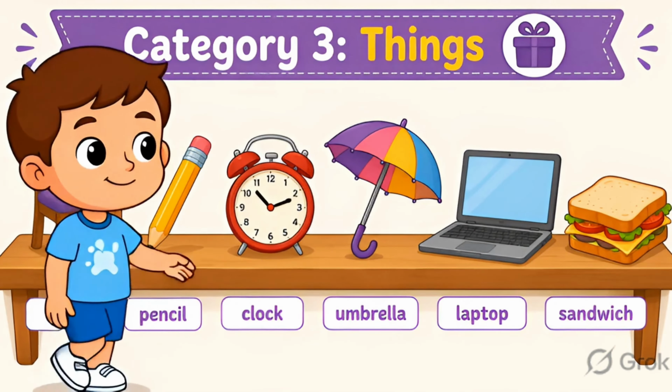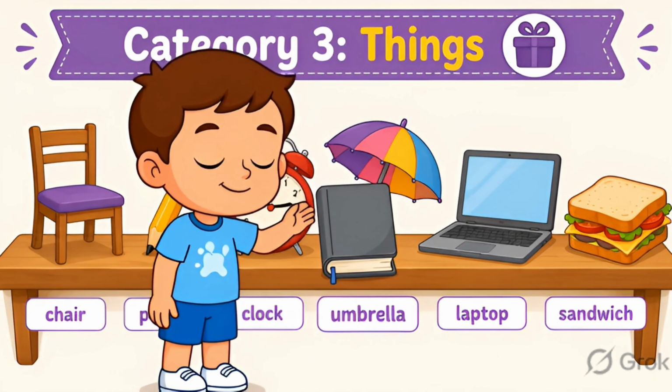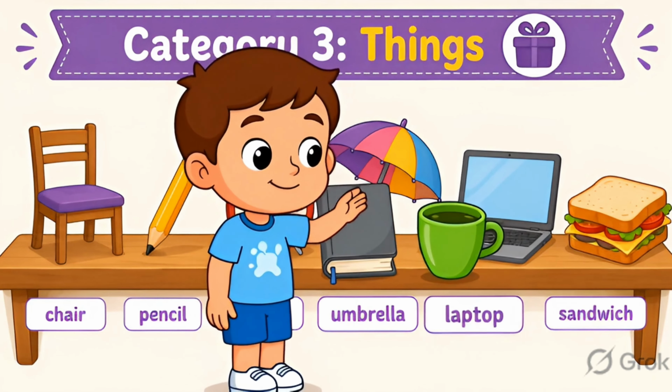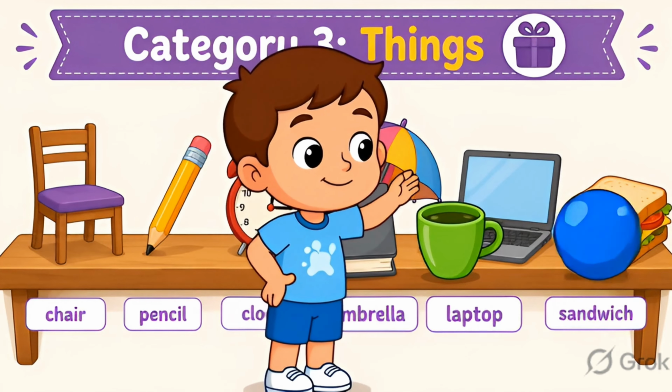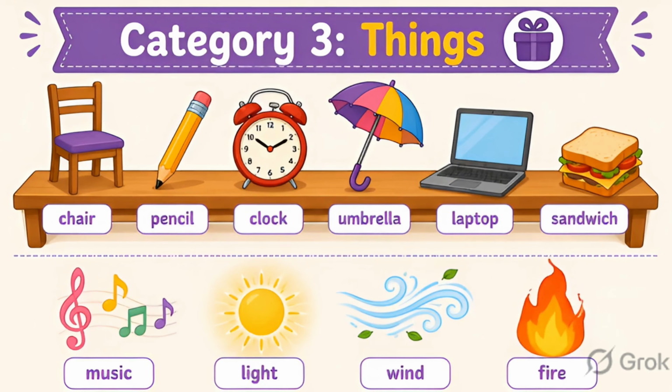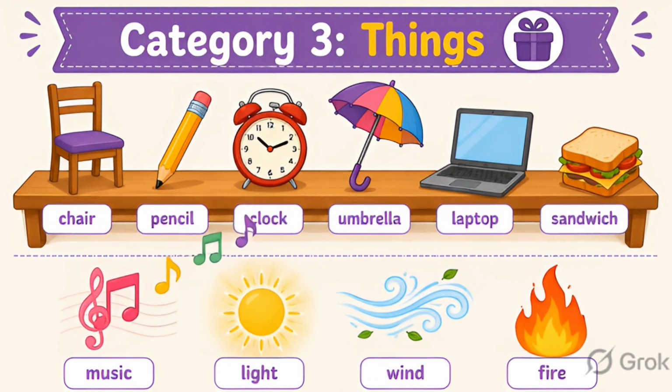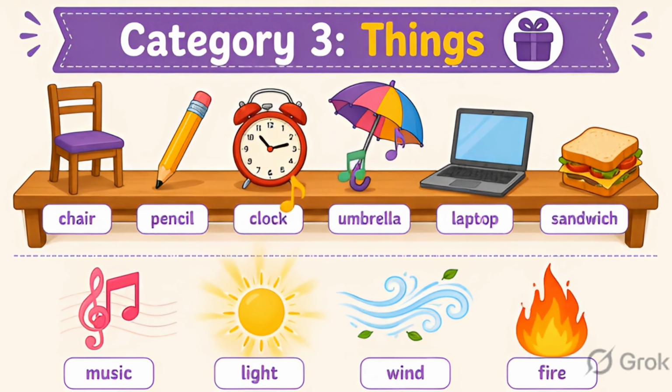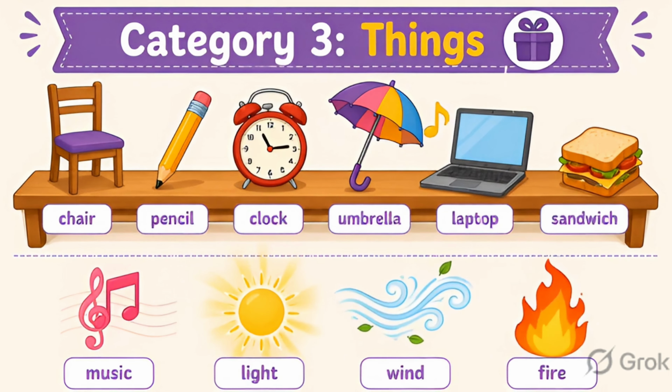The third type is things, objects you can see or touch: chair, pencil, clock, umbrella, laptop, sandwich, all nouns. Things don't have to be solid objects: music, light, wind, fire. These are things you can experience even if you can't hold them.